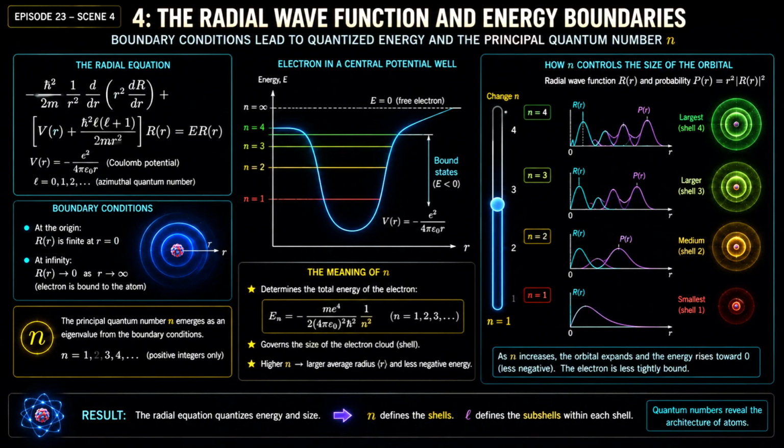From these boundary conditions, the principal quantum number, designated as n, emerges naturally as a mathematical eigenvalue. The principal quantum number n can only take positive integer values, starting at 1, 2, 3, and continuing upward. This number directly dictates the total electronic energy of the bound state and governs the overall physical size of the electron cloud, mapping out what classical chemists traditionally refer to as electron shells.